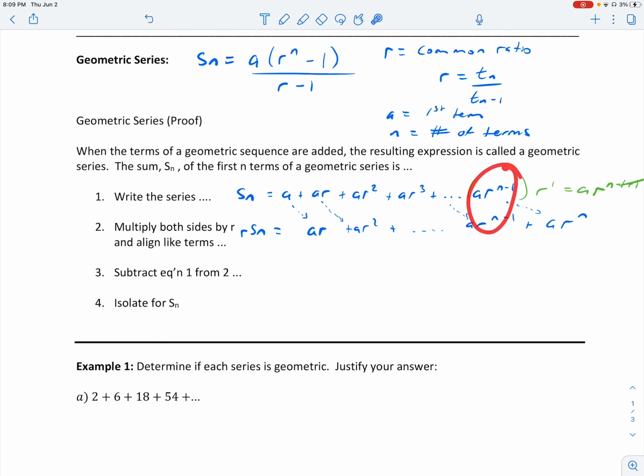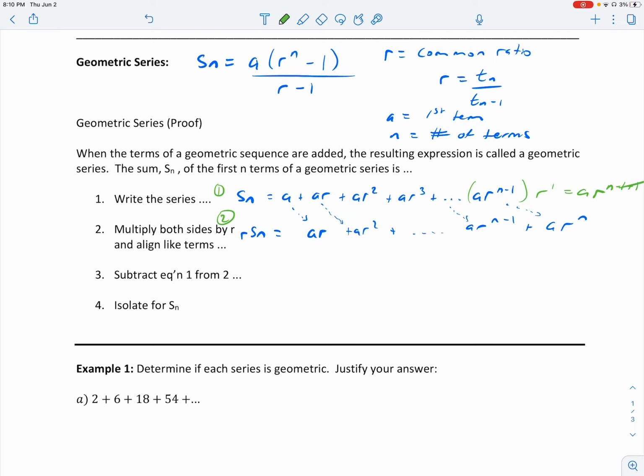Okay, so now it says subtract equation 1 from equation 2. So this is 1, this one is 2. So we want to do 2 minus 1. So we want to do this one minus that one. So I'm kind of going to switch over to green. So this would be like if we were doing the subtraction of 2 minus 1. So I'd have RSn minus Sn, and that's going to equal.